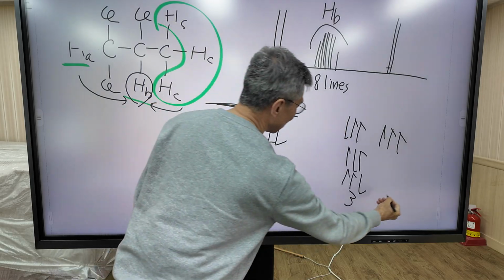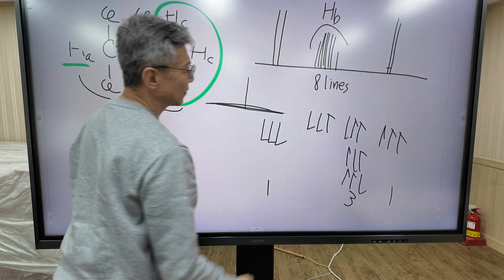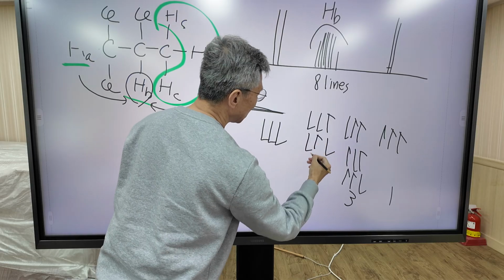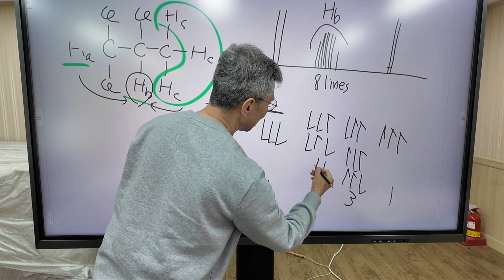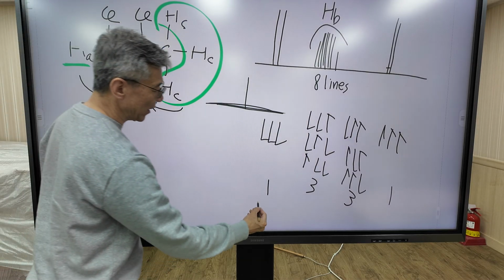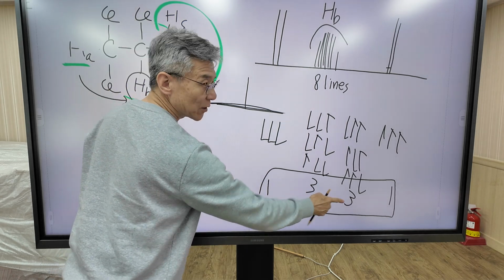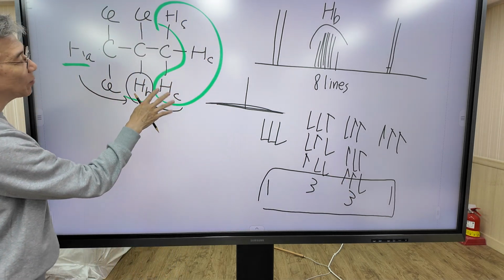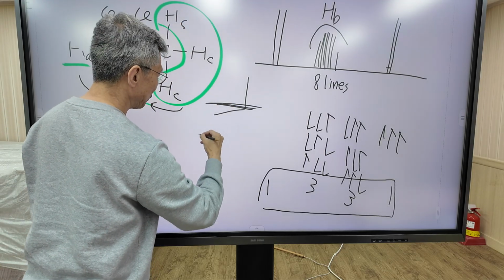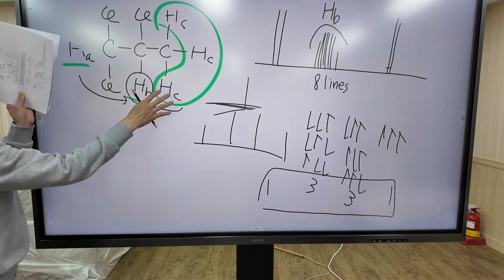There is only one way for the first. And 1 up, 2 down: down, up, down, and down, down, up. So 3 ways. We have a total of 8 combinations, and the peak is split into a quartet, 1, 3, 3, 1. So due to the coupling to 3 equivalent protons, this peak is split into 1, 3, 3, 1, a quartet.